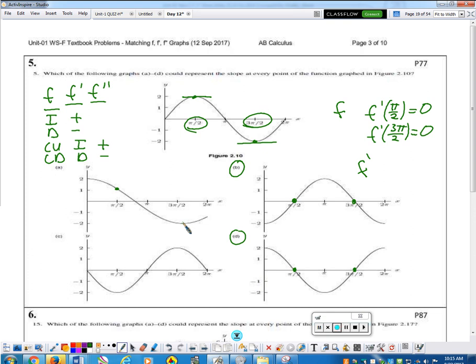Because I know that the slope of the f graph is represented on the f prime graph as a y coordinate. Okay, yes, that makes sense. It does have a tangent slope of 0, but that's not what I'm looking at. You're looking for the y coordinate. Okay, that makes more sense.